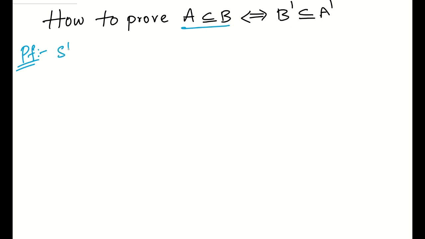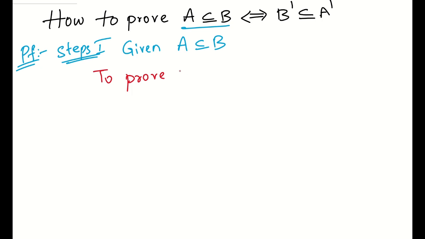So actually we can do this in two steps or two parts. What is the first step? First step we need to take, the given condition is what? A is a subset of B. Agree? So what we need to prove? We need to prove that B complement is a subset of A complement, right? So now let us see how to prove the first step.